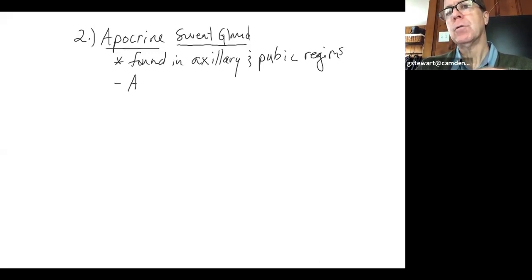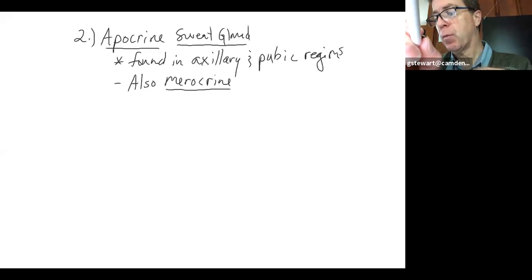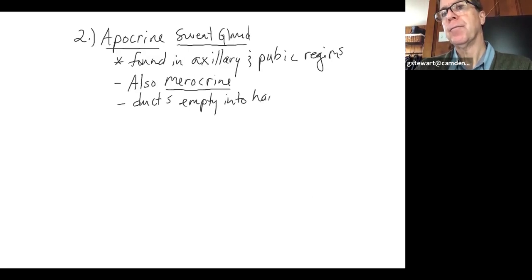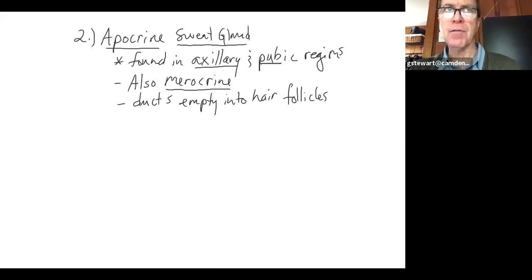These are also merocrine in secretion. That means the cells keep secreting by exocytosis, and they are not destroyed in the secretory process. The ducts of these glands empty into hair follicles, not just onto the surface of the skin like the eccrine. So we find them in areas where we have pubic hair, in the axillary region and pubic region, and they become active during puberty.